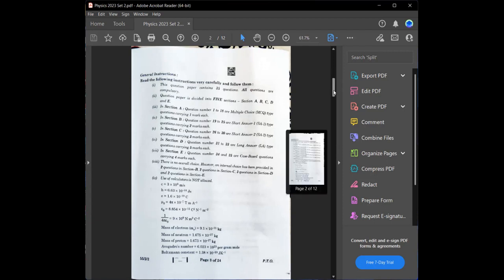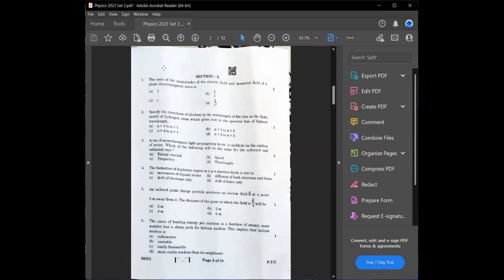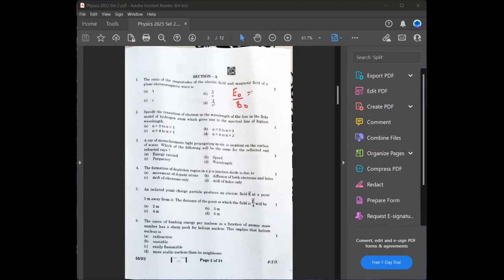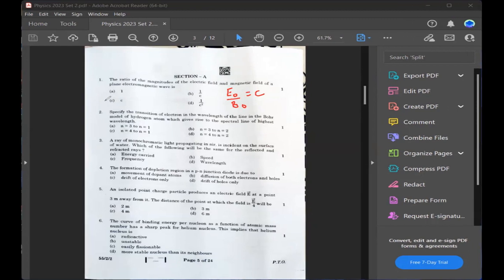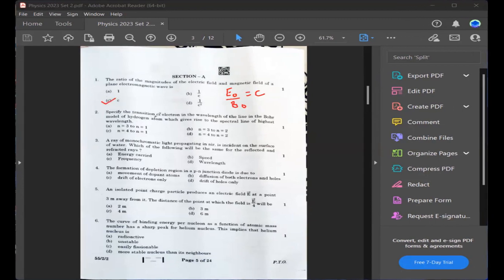Okay, let's start from section A. Question number 1. The ratio of the magnitude of the electric field and the magnetic field in the plane electromagnetic wave. We know that E naught upon B naught is equal to C. So the ratio of the electric to the magnetic field is C.